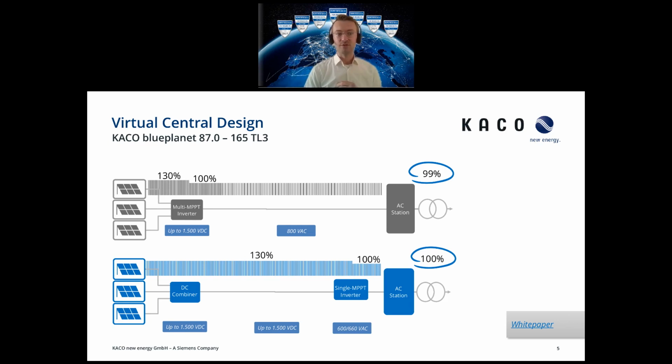In comparison, the virtual central design at the bottom, because the single-MPPT inverter is centrally installed next to the AC station, I can carry that DC overloading advantage all the way to the inverter. And only then do I convert from DC to AC. At that stage, I have maybe 10, 20 meters of AC cabling before I'm at the AC station and feeding into the grid, which essentially means that for the time where I can produce 100% of my inverter's power, I'm feeding all of that 100% into the grid, which of course increases my business case.